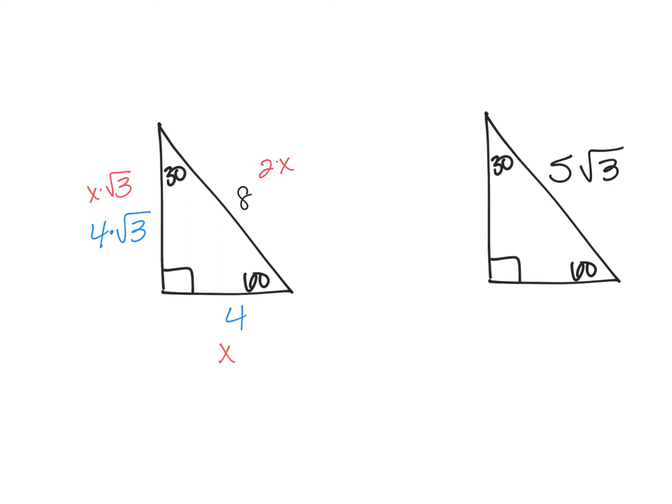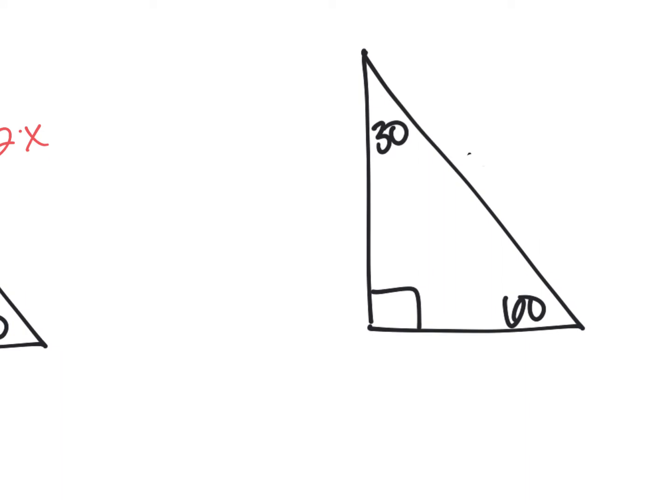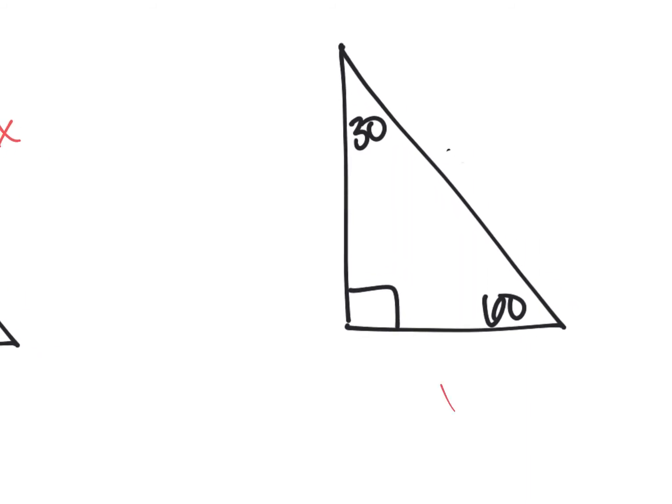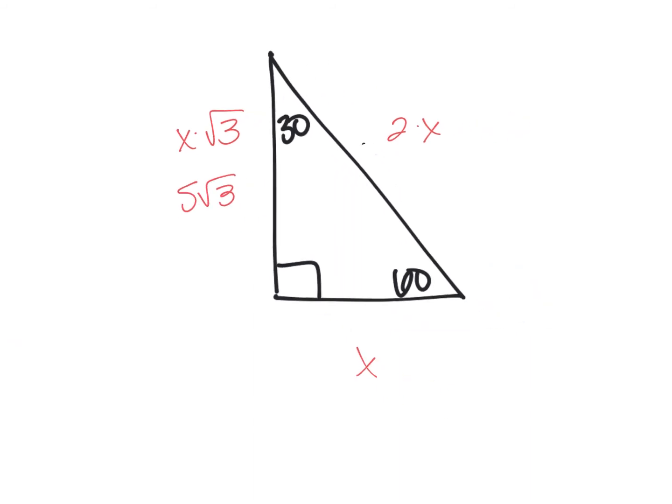Okay, this one I also need to change, sorry. I meant to put that on the other side. This one's the last one we're going to do of these. So then this is x, 2 times x, x times square root 3. So we're going to make this one 5. Oops, sorry. 5 square root 3. Okay, so let's figure out what the x is. If x square root 3 is 5 square root 3, then our x must equal 5, right? So then what would the hypotenuse be? It would be 2 times 5, which gives you 10.